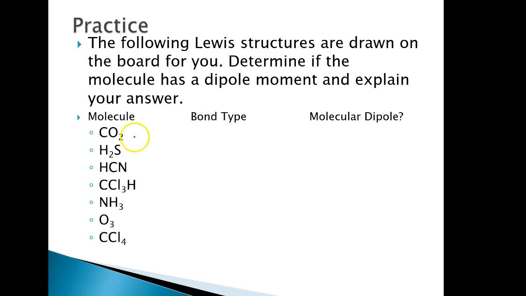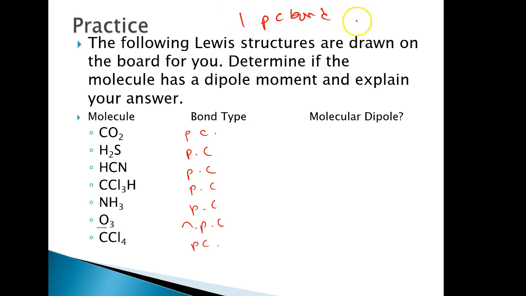So, the bond type. Polar covalent, polar covalent, polar covalent, polar covalent, polar covalent. This one's non-polar covalent, and this one's polar covalent. So they're almost always polar covalent. This one's not because it's all the same atom. First of all, it has to have a polar covalent bond to turn into a polar molecule or have a dipole moment. Since this one is non-polar covalent, the answer is no. Okay, it's got to have that bond type.